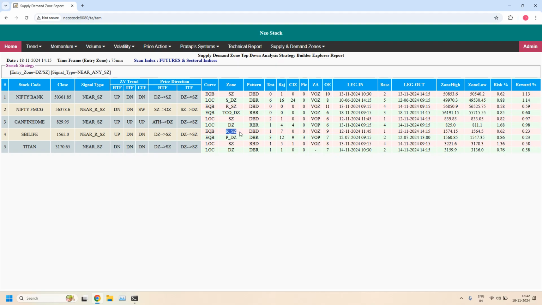SBI Life is having a high liquidity supply zone, having 1 test and 7 rejections from the zone. Maybe there could be some high liquidity zones you can find at lower time frames. So we have only one valid high liquidity supply zone from this list.